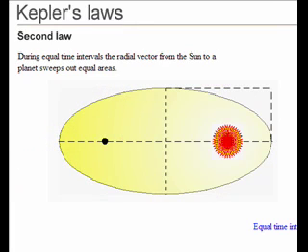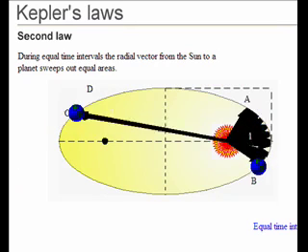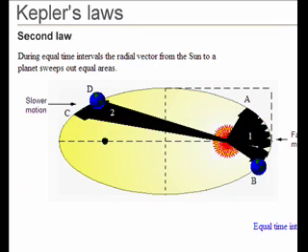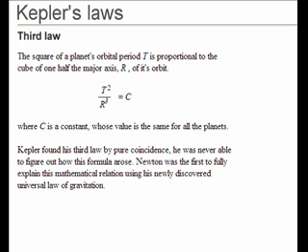Kepler's second law states that during the same time interval, the areas a planet sweeps out from the Sun are equal. The time it takes for a planet to complete its orbit is called its period, and is given by the symbol capital T. Kepler's third law relates the period to 1/2 of the major axis of the orbit. Here, c is a constant.